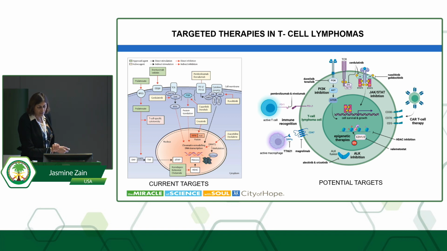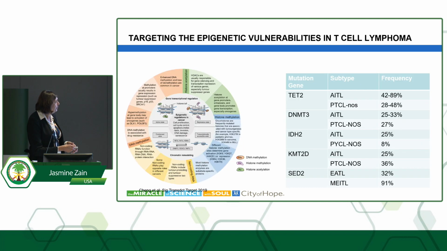There are some potential targets on the right side. Again, we have a paucity of CAR T-cells in T-cell lymphomas. I'll touch upon that at the end of my talk. But there are some things that you could perhaps target as a result of some of these immune mechanisms. And of course, the tumor microenvironment is another big area of research at the moment.